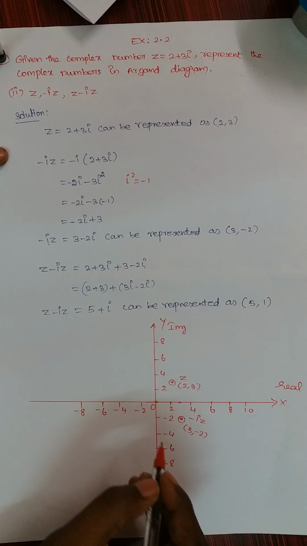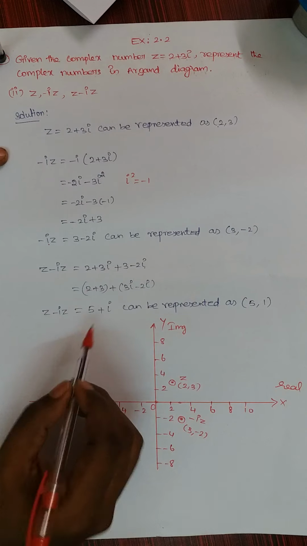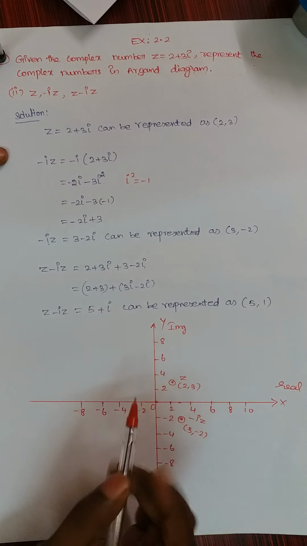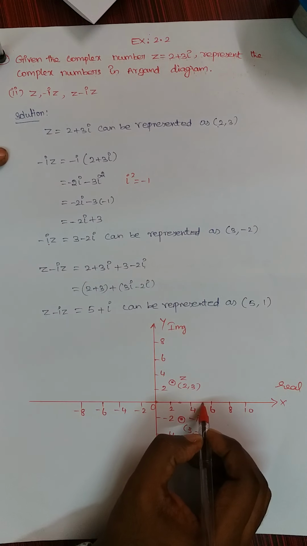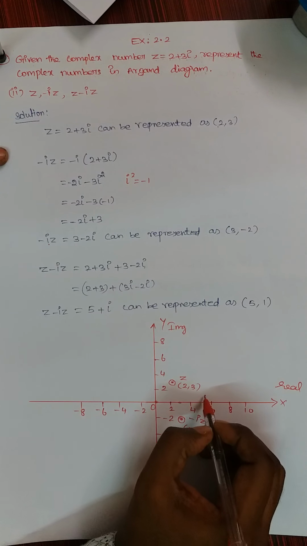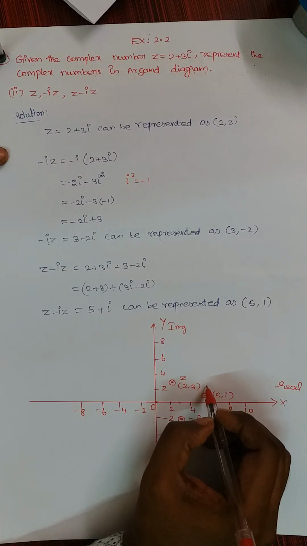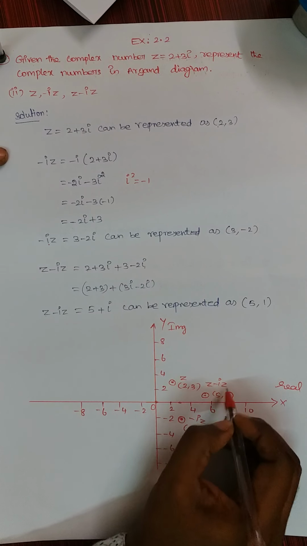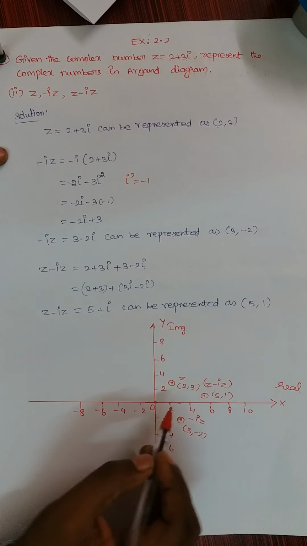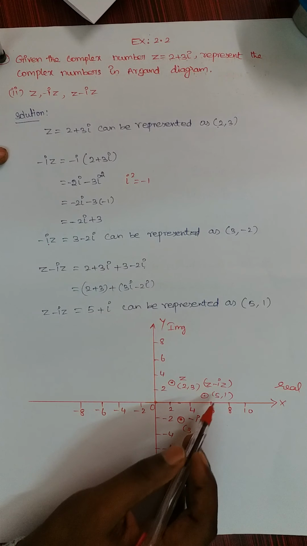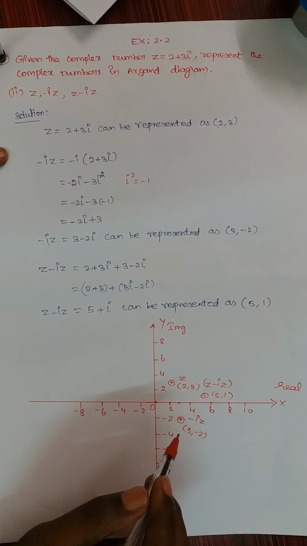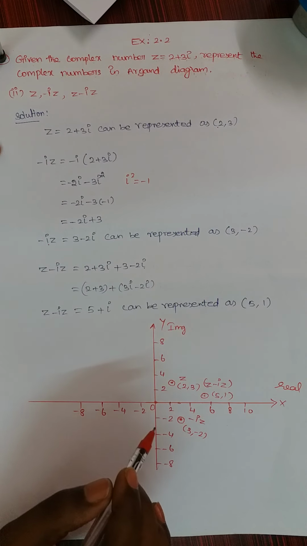The next one, the third one, z minus iz. What is the point? 5 comma 1. So 5 value here, 1 value here. So that is 5 comma 1. This is the z minus iz coordinate. So now we can join these, and we will get a triangle. So this is question number 2, subdivision 2.